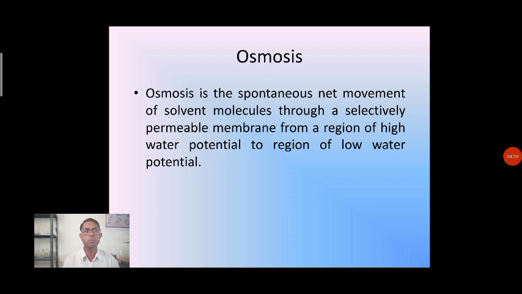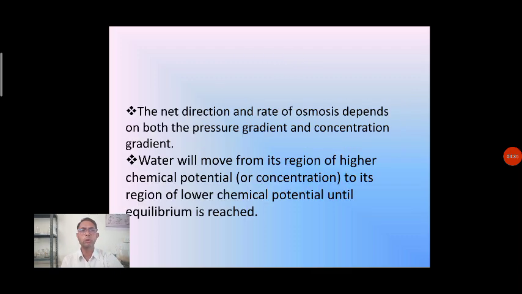So when we talk about osmosis, the process is related to the movement of water molecules from a region of high concentration to a region of low concentration. The net direction and rate of osmosis depend on both the pressure gradient and the concentration gradient. Simply, pressure and concentration are the most important factors in water potential and osmosis. Water will move from the region of higher chemical potential to the region of lower chemical potential.